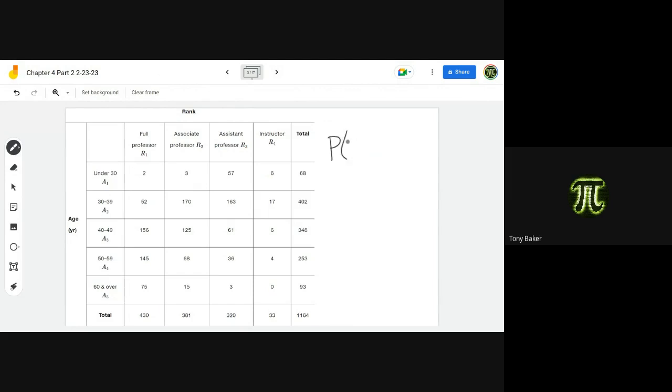So if I had A2 given R4, we're looking at that one. My top number is going to be 17. What's my bottom number going to be? 33, because that's the second thing, and the total of the instructors was 33. So that's the probability that a person is in their 30s given that they're an instructor.